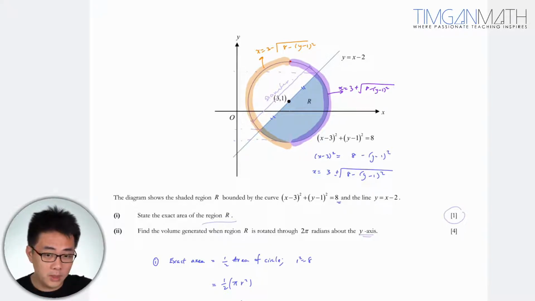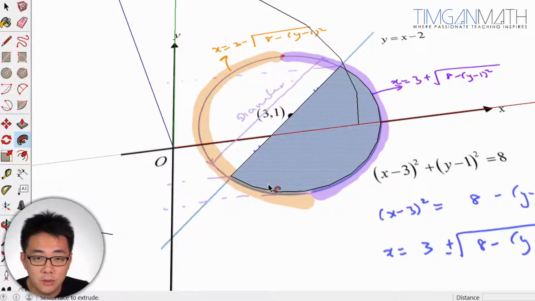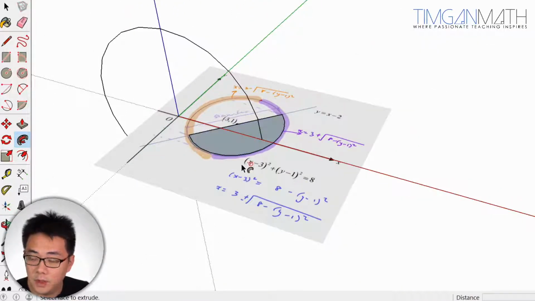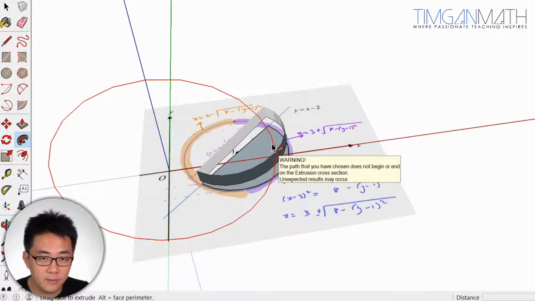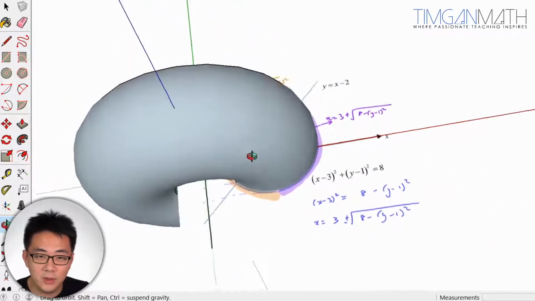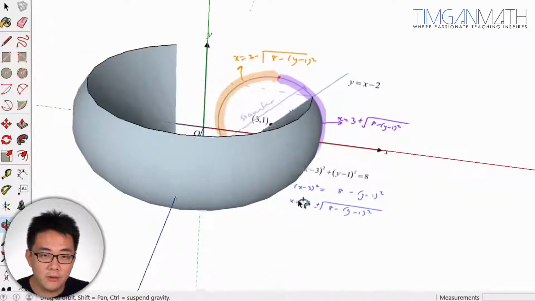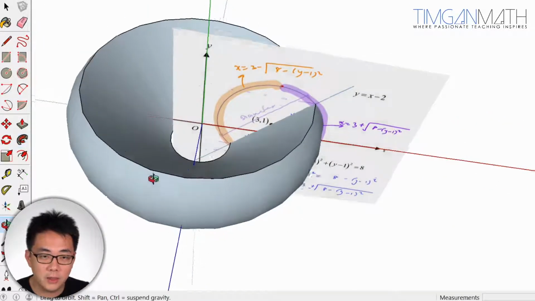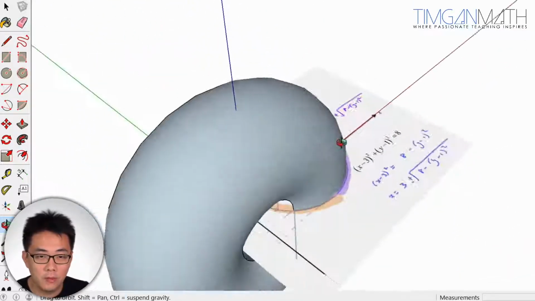So let me just model this out for you. As you could see, this part here, as you rotate about the y-axis, it looks something like that. Okay, not exactly like that. So it's like here. You can see it's a donut shape below, which is quite interesting. Actually, it's a whole donut shape here. And after which you have a cone, sort of like a cone cut through in the middle, right? So that is how you visualize this part here.